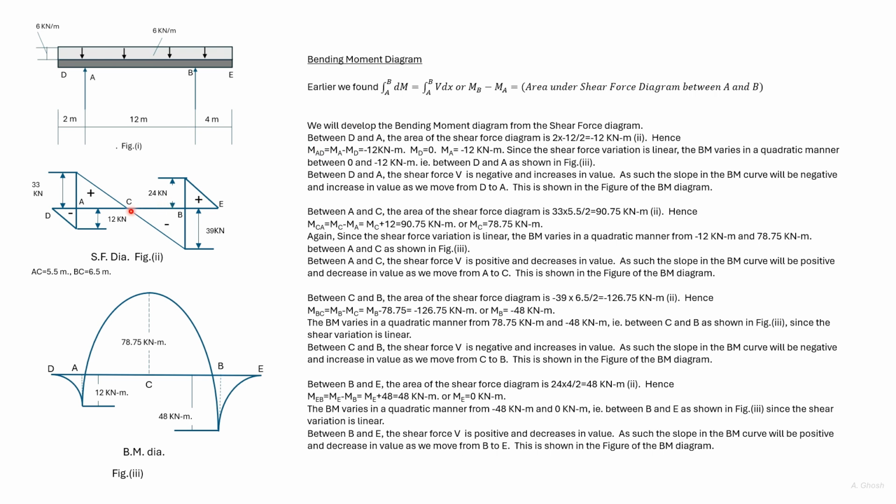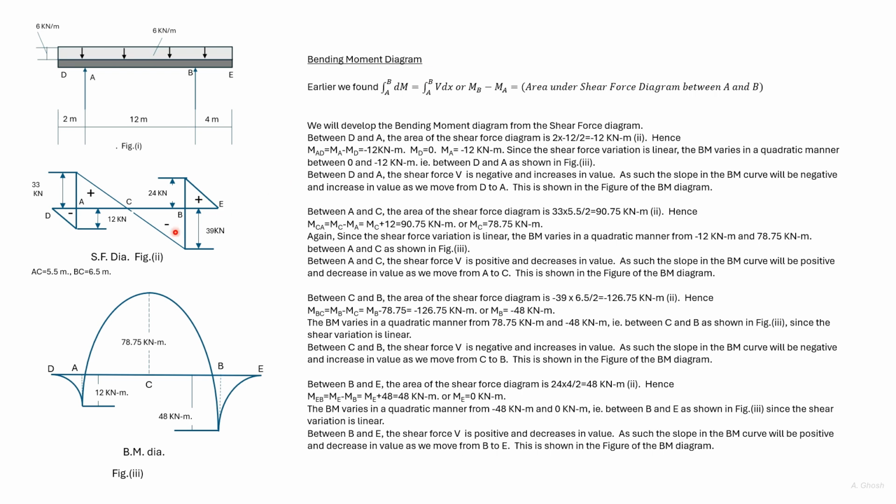Now between C and B, the area in the shear force diagram is 39 into 6.5 divided by 2. That is minus 126.75 kilonewton meter. Hence again using this equation, we get MBC is equal to MB minus MC is equal to minus 126.75. Now we already know MC, so we get MB as minus 48 kilonewton meter. So we have plotted MB here.